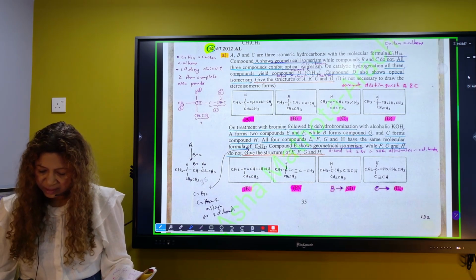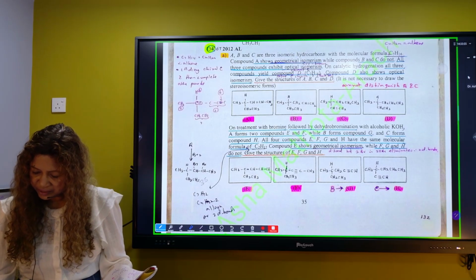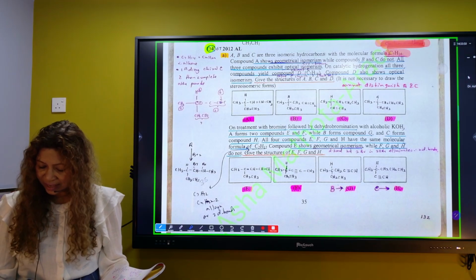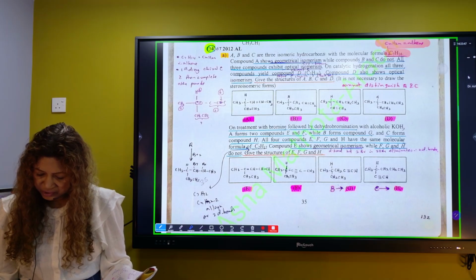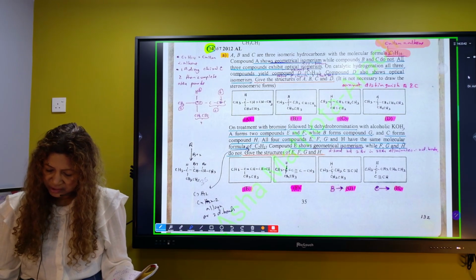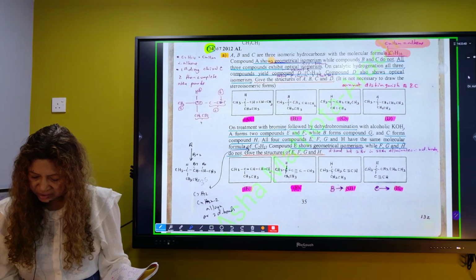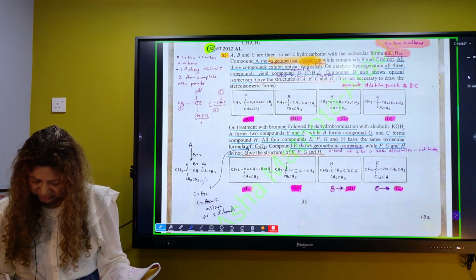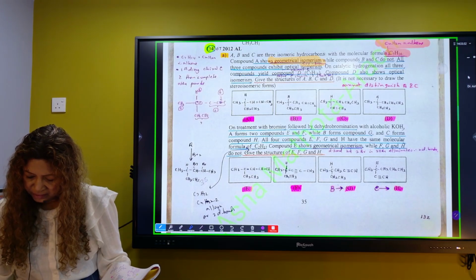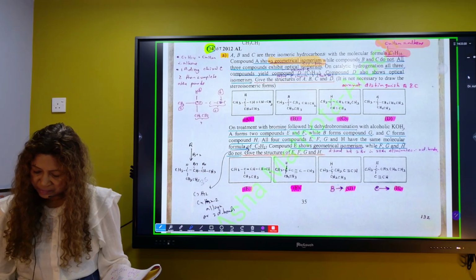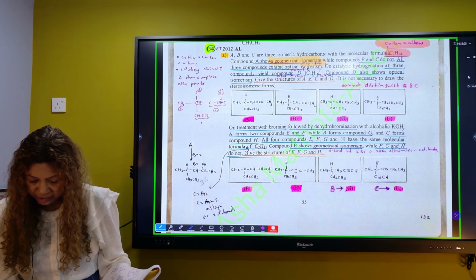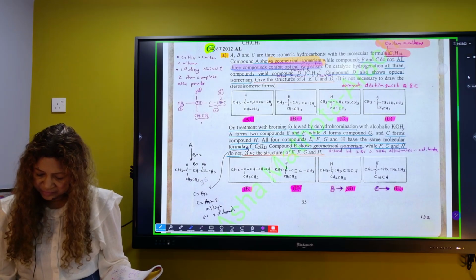A, B and C are 3 isomeric hydrocarbons with the molecular formula C7H14, CnH2n, so these are alkenes. Compound A shows geometric isomerism, which means cis-trans. Just make sure that there are cis-trans for A, while compounds B and C don't have cis-trans. Optical isomerism, they all are showing optical isomerism.